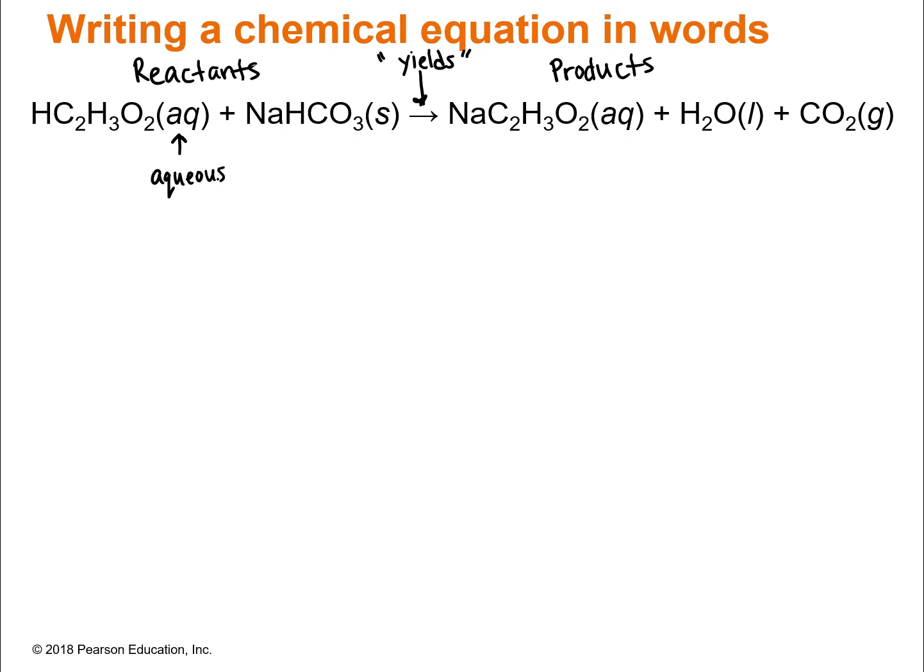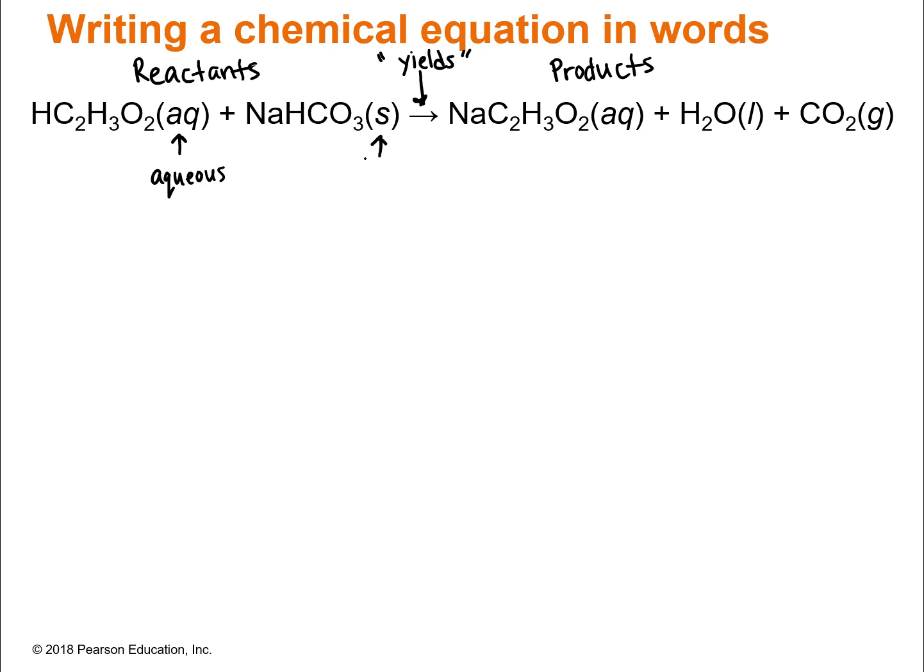Now, we encountered the AQ in chapter 6 when we were talking about acids. So that should be review. AQ in parentheses is aqueous. The only difference here is that for chapter 7, it doesn't have to just mean an acid. It just means something dissolved in water.